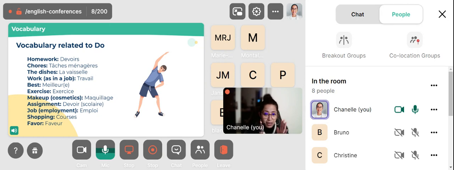So let's look at general use of the verbs. So when we start with do, the vocabulary we use is homework, les devoirs. I do my homework. I do chores, tâches ménagères around the house. I do the dishes, la vaisselle. Work as in a job, les travaux. Best, so I do my best. I do exercise and I do sports. I do makeup or I do an assignment. I do a job.